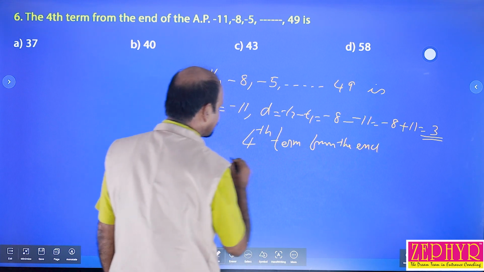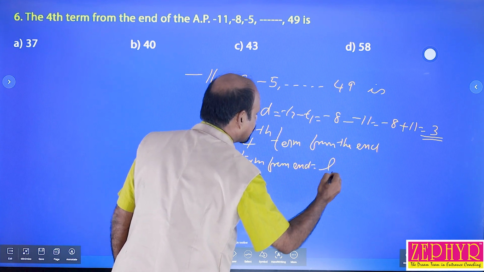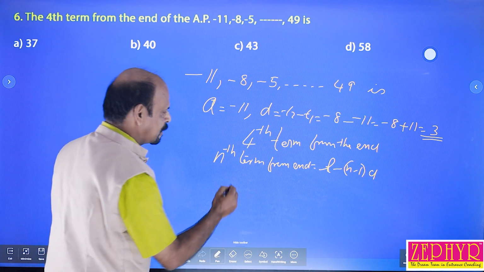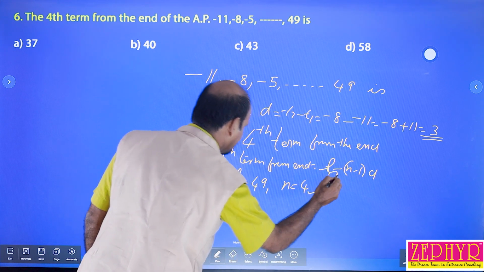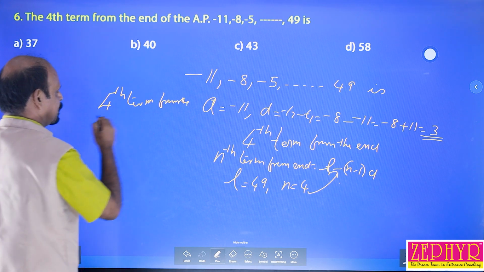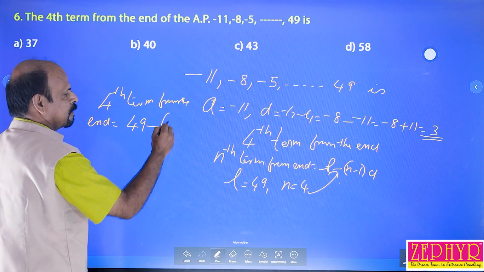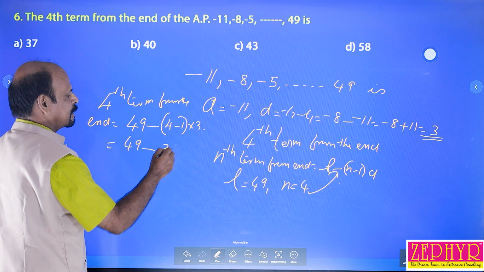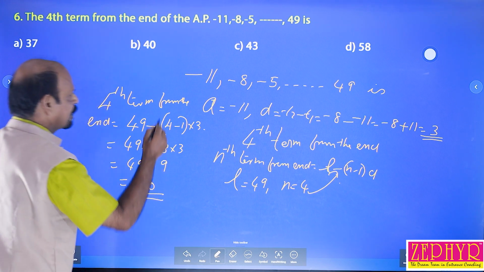We have the formula: the nth term from the end is given by L minus (n minus 1) into d. This is the formula to find the nth term from the end. So here L is 49, n is 4. By substituting, you will get the fourth term from the end equal to 49 minus (4 minus 1), d is 3. So you will get 49 minus 3 into 3, 9. So you will get 49 minus 9. So your answer is 40. 40 is the fourth term from the end.